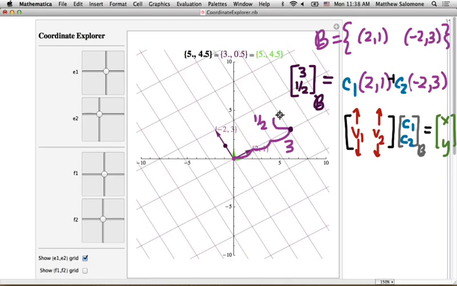So in other words, the matrix A, whose columns are my basis vectors, the job of that matrix is to turn b coordinates, those, into standard coordinates.